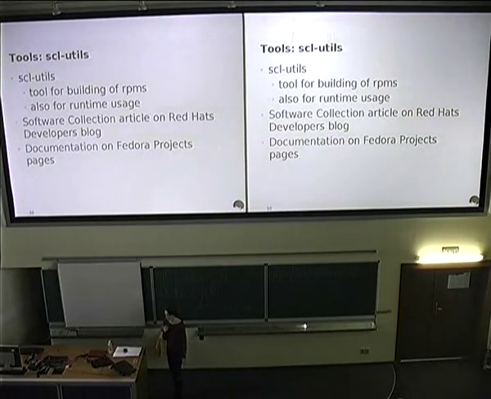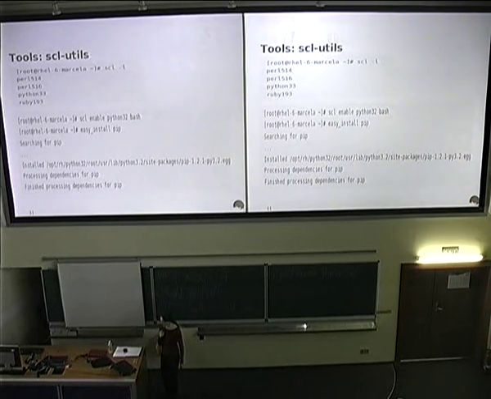So let's look at the tooling. The main tool which you need for running collections is SCL utils. It's used for building RPMs, but also used during runtime. Software collections have a few articles on our Red Hat developers blog, and you can read a lot of documents on the Fedora project's pages. I prepared some examples of usage.